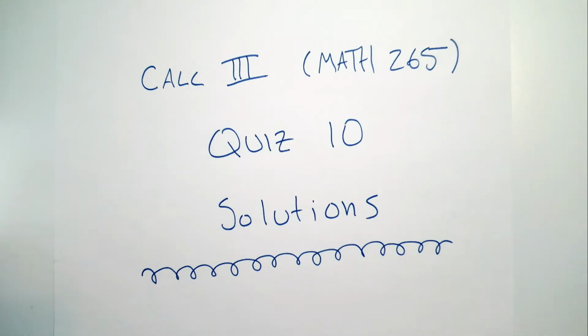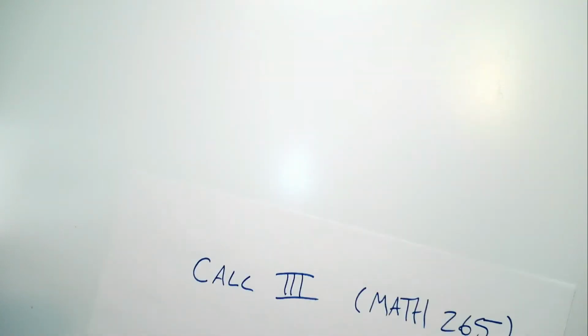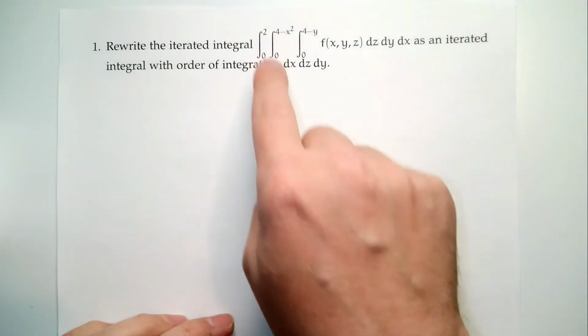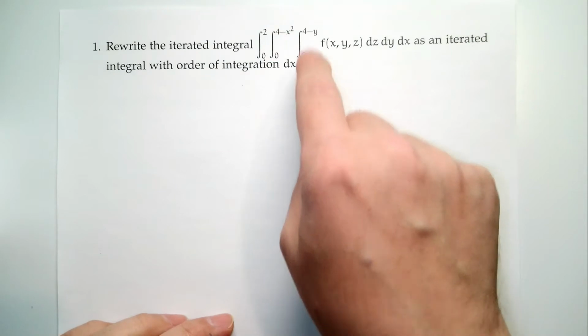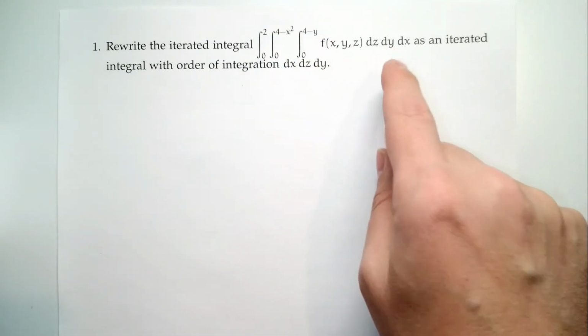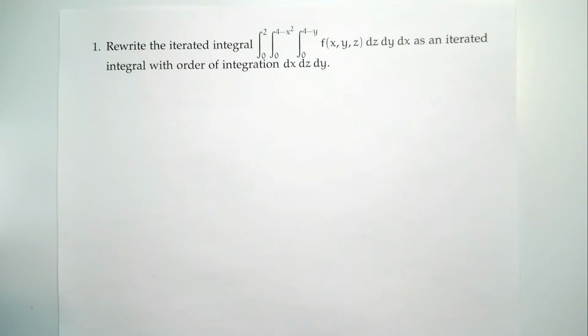Quiz 10, woohoo! We are back doing more integration problems and life is good. So let's get right into it. Okay, number 1. Rewrite the iterated integral, going from 0 to 2, 0 to 4 minus x squared, 0 to 4 minus y, f of x, y, z, dz, dy, dx as an iterated integral with order of integration dx, dz, dy.